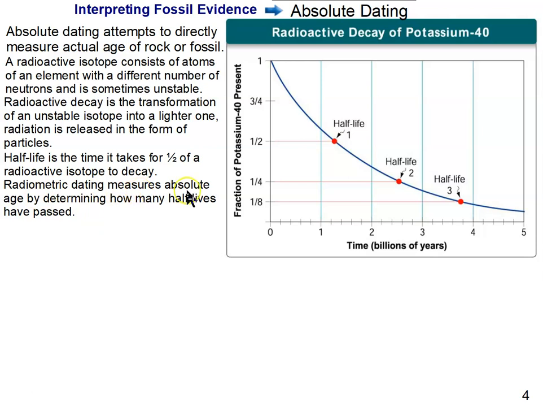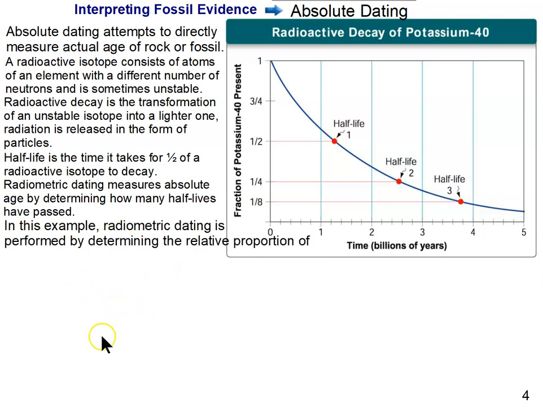So radiometric dating measures absolute age by determining how many half-lives have passed. How many half-lives? So if one half-life has passed, that's 1.2 billion years. If 2 half-lives have passed, it's 2.4 billion years, or 2.5. It's actually not exactly 1.2 billion years, the half-life. But hopefully you get the idea. We just need to determine how many half-lives have passed, and we can do that by measuring the proportion of potassium-40 versus argon in a rock.